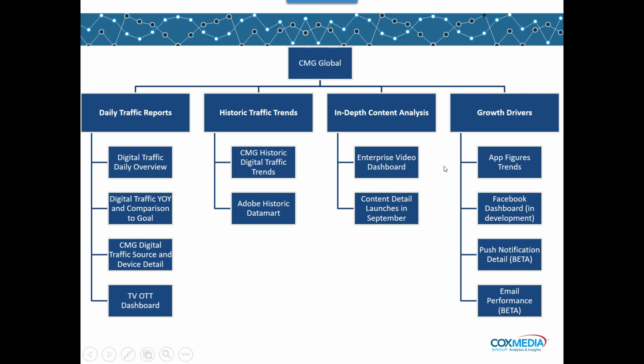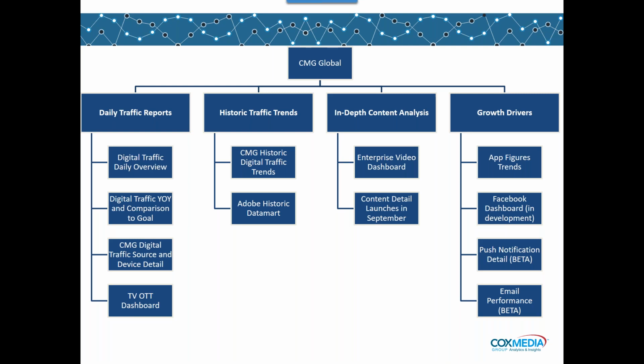Last is what we're calling, for lack of a better term, some of the growth drivers. These are different avenues for building traffic. The first one is app figures, which looks at our app downloads. The second one is Facebook posting patterns, as well as the content that they drove. The next one is push notification detail, which is fueled by the Urban Airship application, which produces and distributes push notifications in our apps. And then last but not least is email performance, which looks at all of the emails sent and what the opens and clicks were from those.